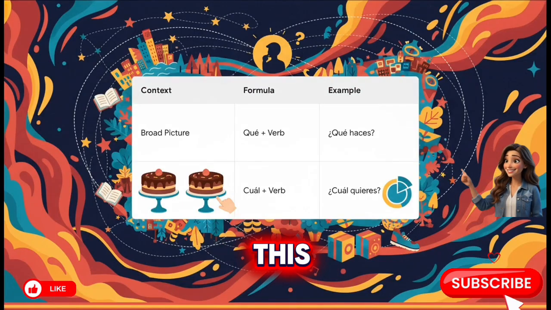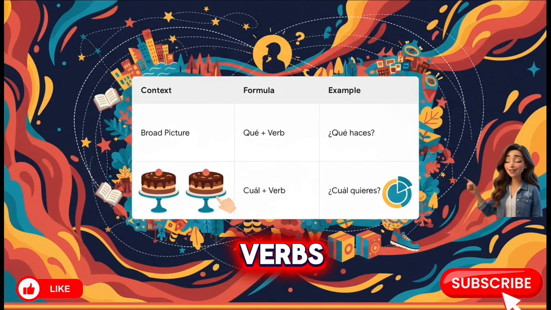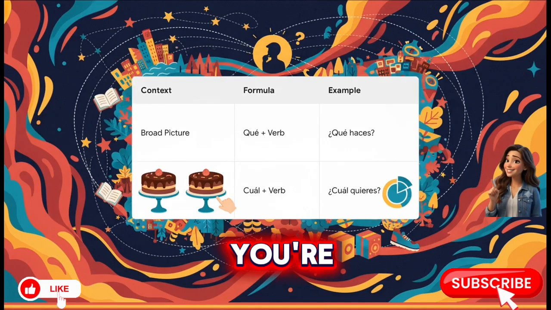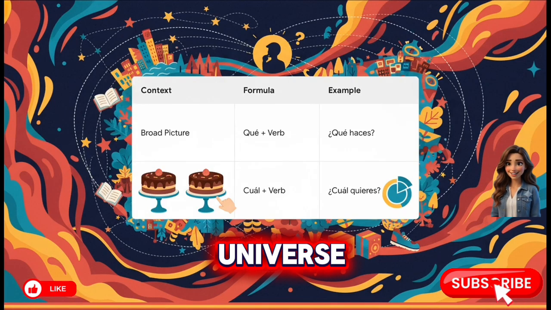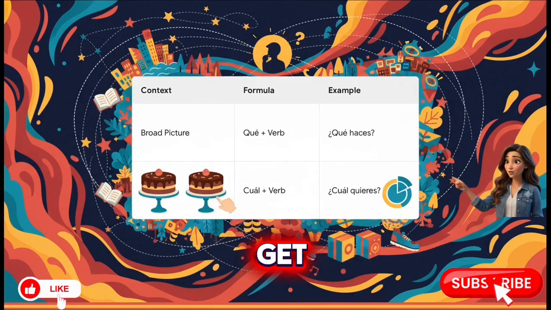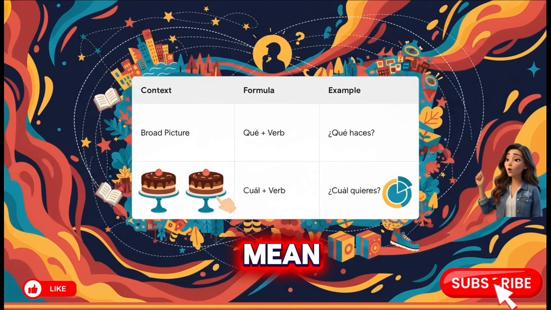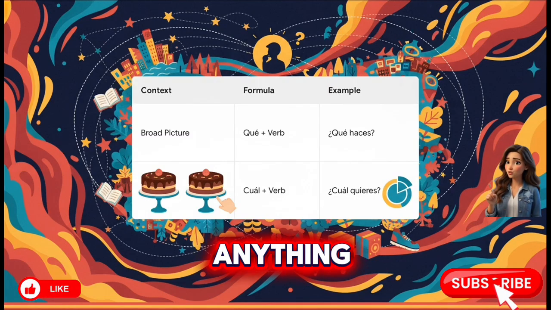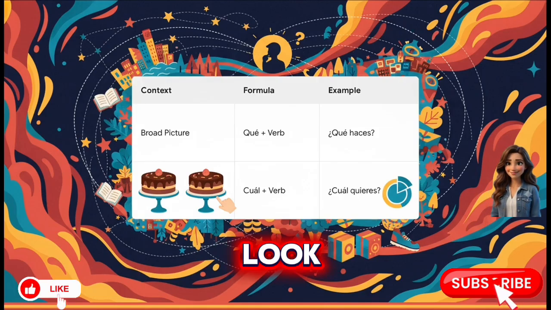Now, notice how this rule adapts to action verbs. If you pair qué with a verb, you're looking for that broad, infinite universe answer, like ¿qué piensas?, which means what are you thinking? Or ¿qué haces?, what are you doing? The answers to those could literally be anything in the world. But take a look at how it changes.